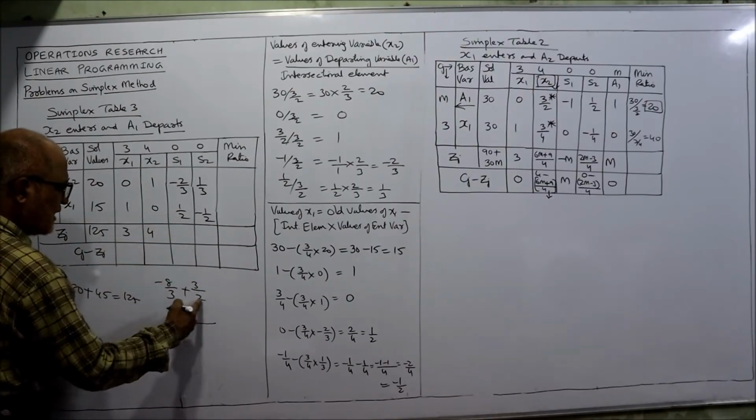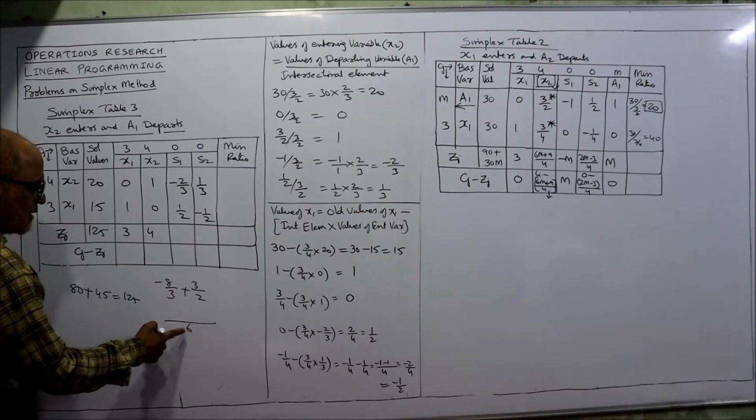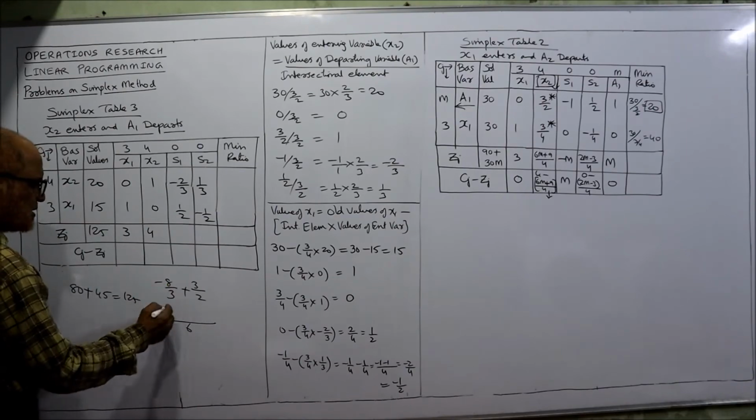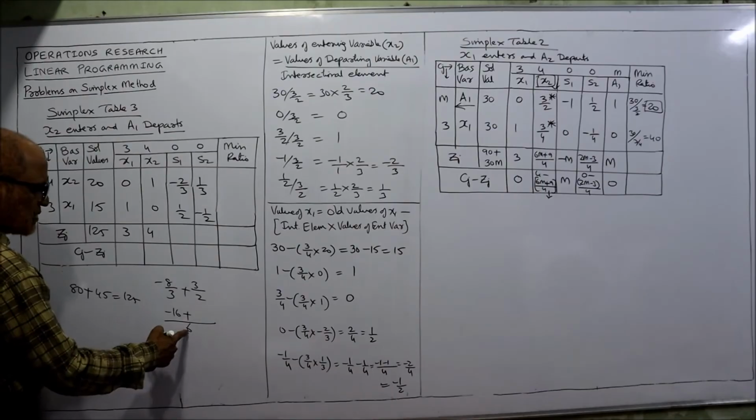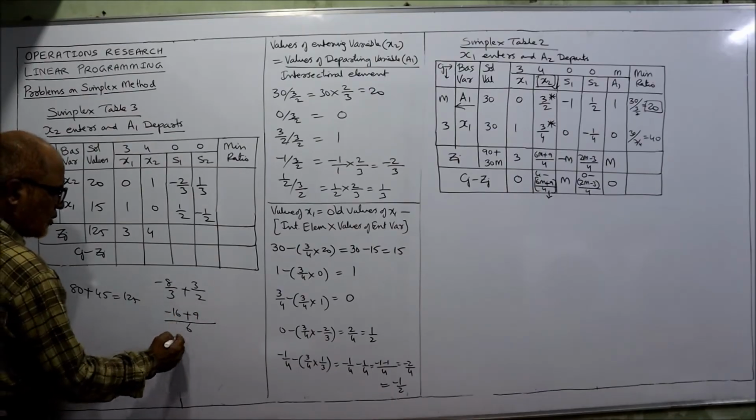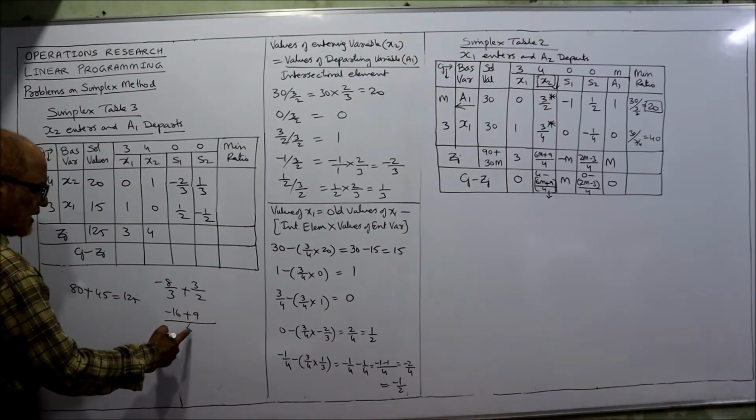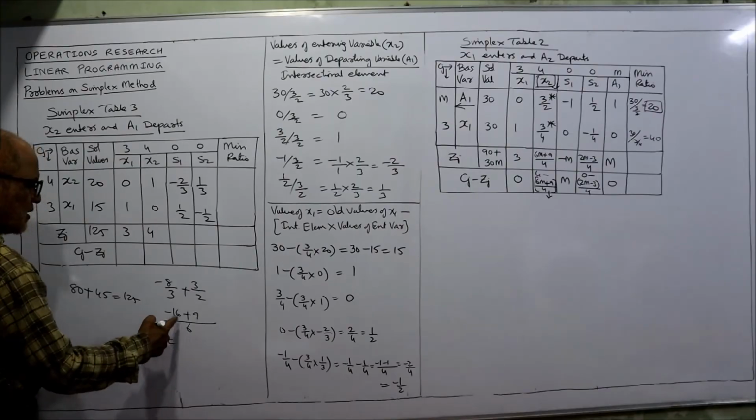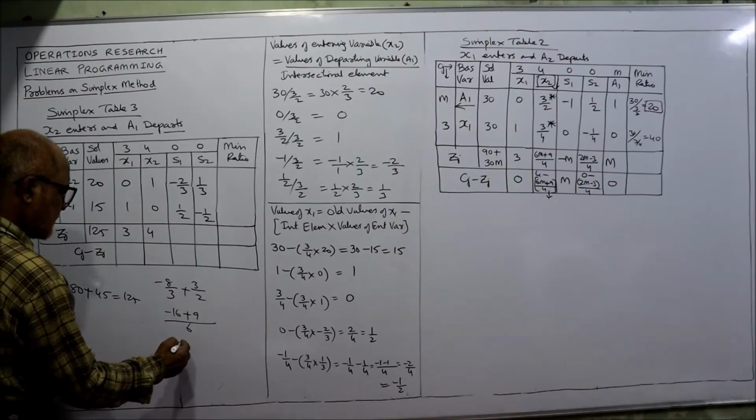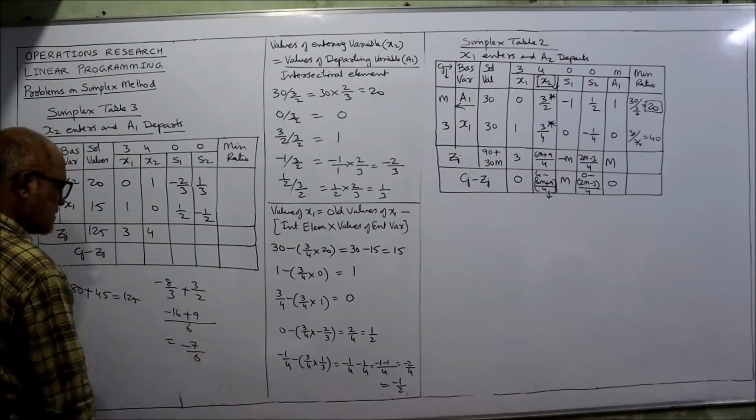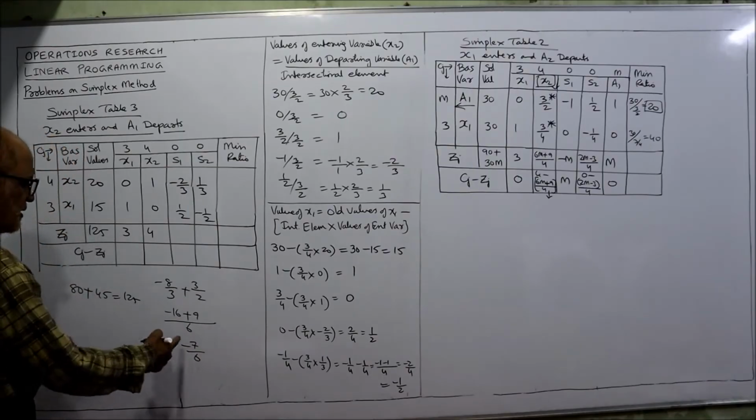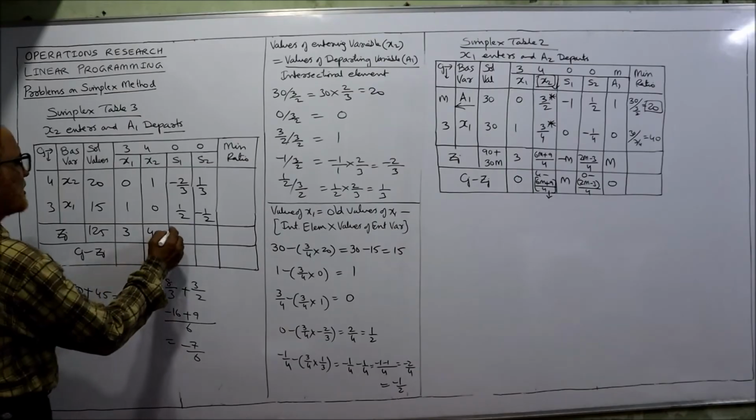So LCM, 3 2s are 6. 3 how many times cuts 6? 2 times. 2 8s are 16. 2 how many times cuts 3? 3 times. 3 3s are 9. So minus 16 plus 9 divided by 6. So it will become minus 7 by 6. Is it correct? Yes, 9, 10, 16. Minus 7 by 6.